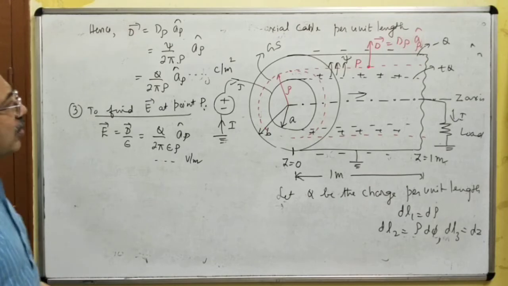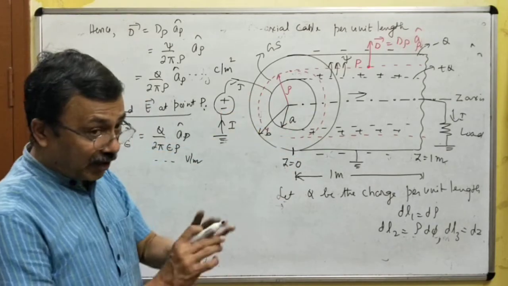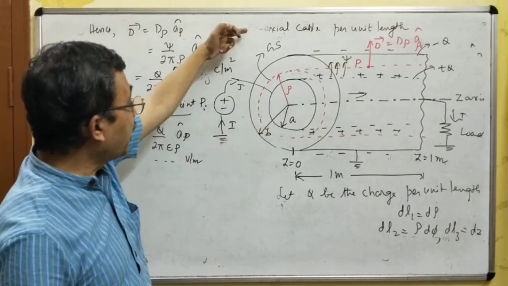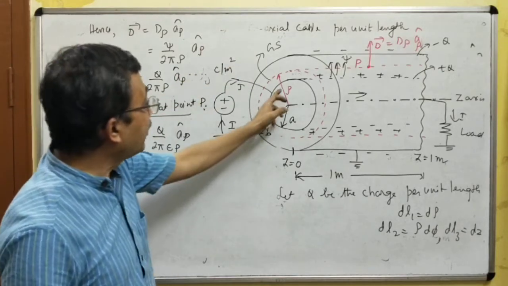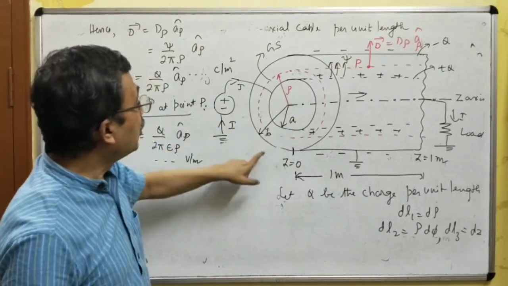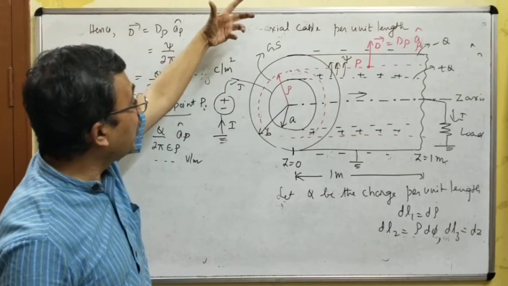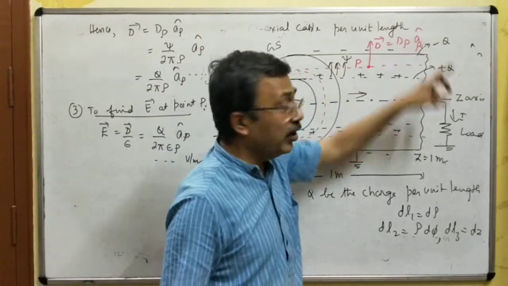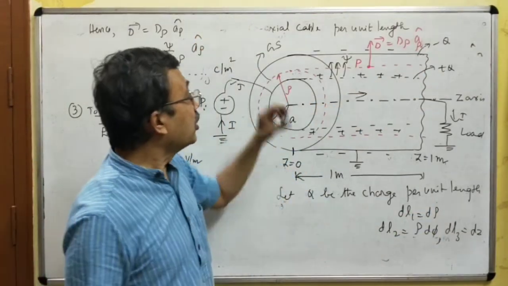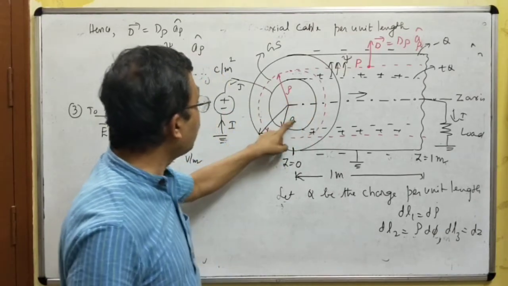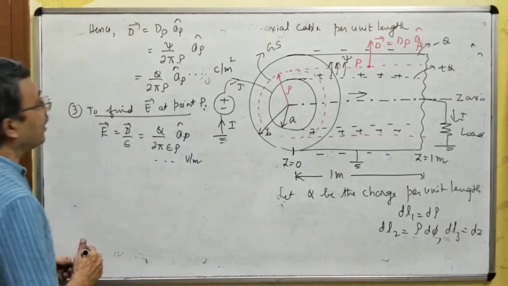Please note that for rho less than A, there is no electric field. For rho greater than B, there is no electric field. For rho less than A, charge enclosed is 0. For rho greater than B, what is charge enclosed? Plus Q minus Q, which is 0. No charge enclosed. Charge is enclosed only for rho varying from A to B. Please keep this in mind.